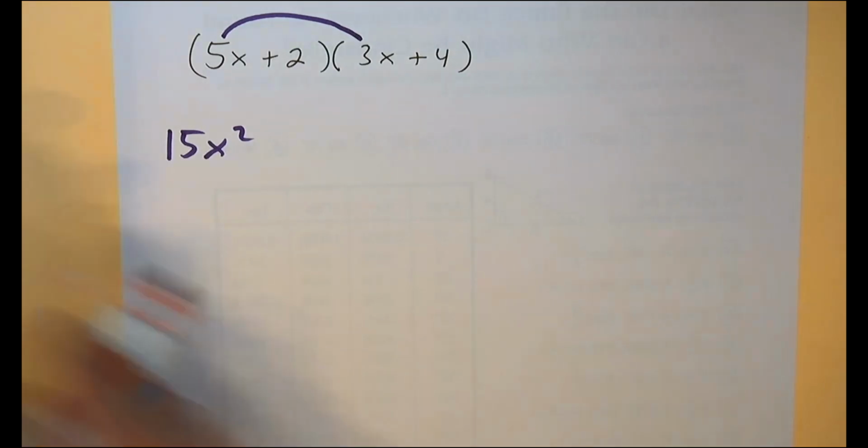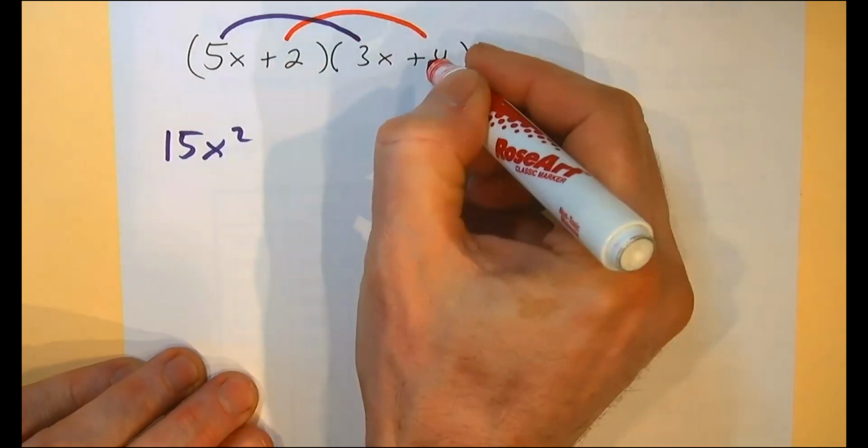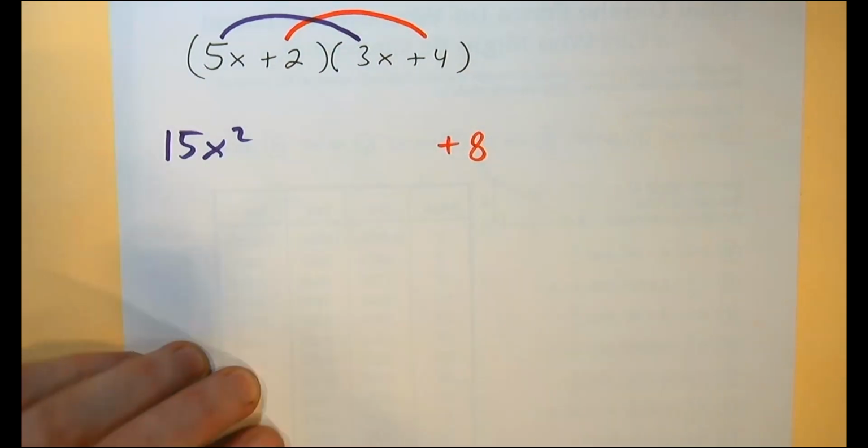Okay, now let's do the right. Look at the numbers on the right, the plain numbers. Hair crosses over. 2 times 4, 8. Put it way over here because we need the answer in the correct order. Big number, then little number.